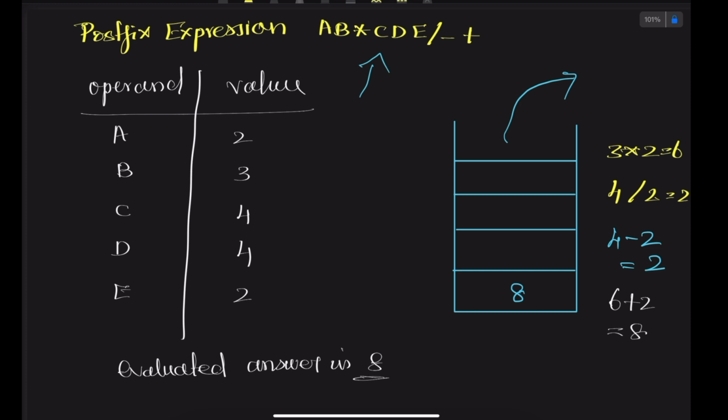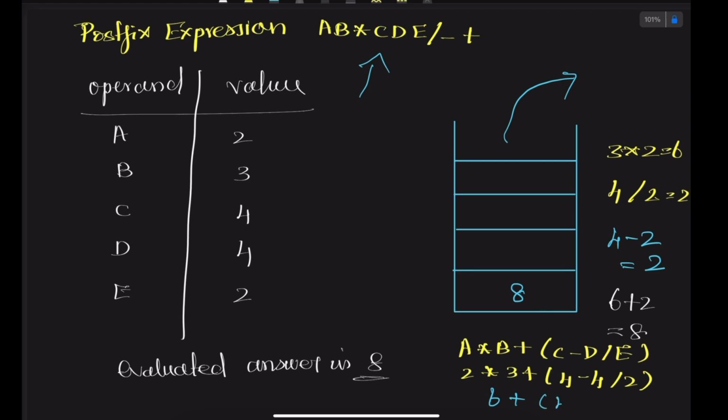Now we will check the actual value of the infix expression. The actual infix expression is A star B plus open parenthesis C minus D slash E close parenthesis. A is 2, B is 3, so 2 star 3 plus 4 minus 4 slash 2. 2 cross 3 gives 6, plus 4 minus 4 divided by 2. The higher precedence goes to the division operation, so here 4 minus 2, and the answer is 2. The final outcome is 6 plus 2, and the answer is 8. This is the way we evaluate infix to postfix expression.